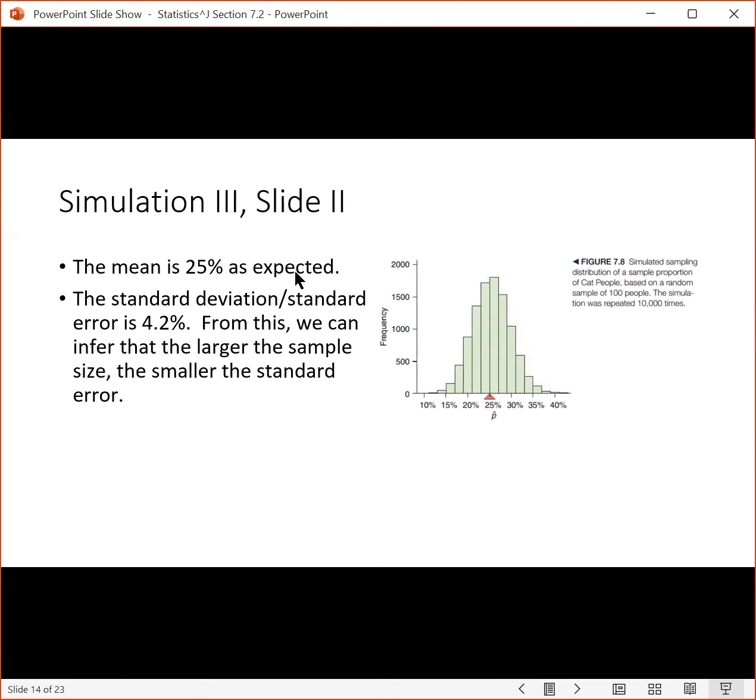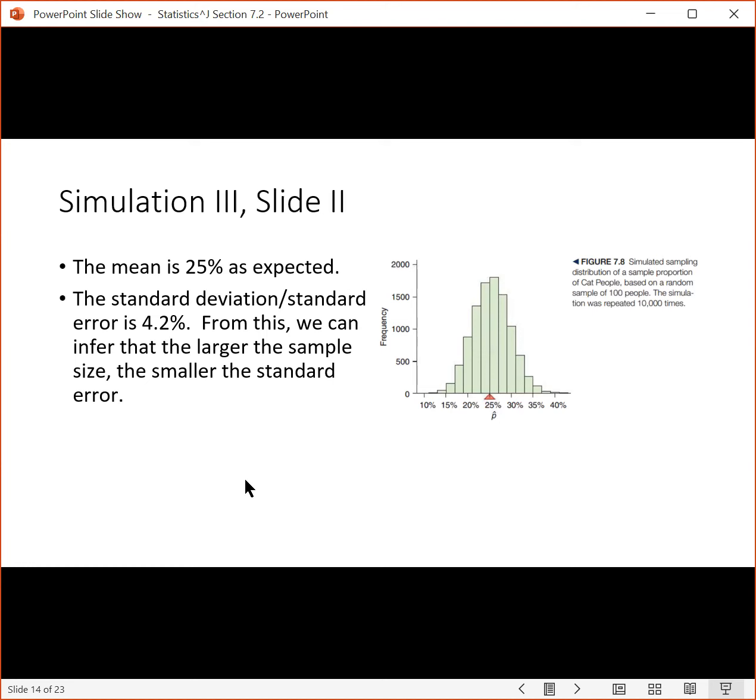Again, if you go through and repeat this a bunch of times, the mean of your sampling distribution should be the same as your population parameter. Again, they didn't do the table as a traditional type of sampling distribution where these are proportions, but you can translate them into proportions by dividing by 10,000. So this would be 0.2, 0.15, 0.1, and 0.05. Oh, and look at this. The standard deviation has absolutely collapsed all the way down to 4.2%.